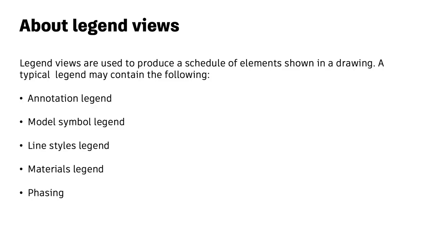Line style legends will show the line types and styles that have been used in the drawing. The materials legend will simply show swatches and samples of materials in section. And finally, the phasing will use a colour representation of construction phases to match your phasing graphical overrides.